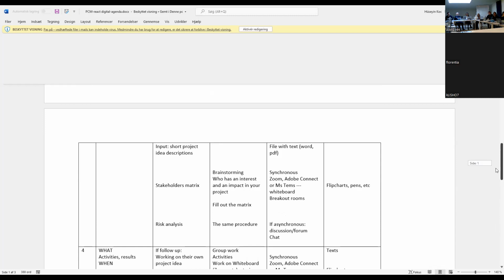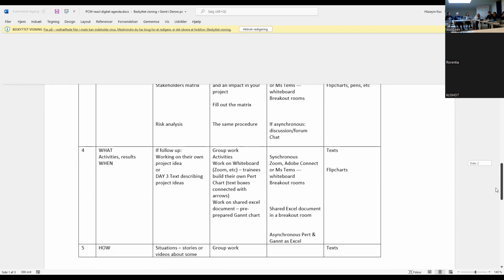Fourth day, what about activities? As you can see, similar with Zoom, they can use chat, not chart. This here should be chat as a Moodle resource, and then they work on an Excel document for Gantt charts. So this is shared on Google Drive, for example. And the fifth day is how.